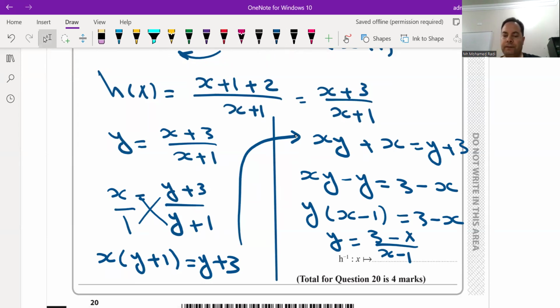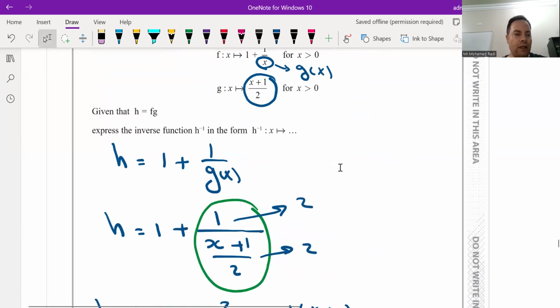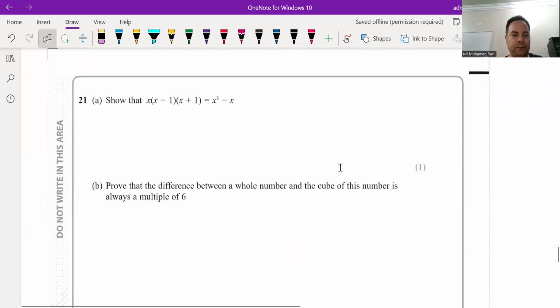This is the final answer. If we switch, maybe your answer is like this: x minus 3 divided by 1 minus x. Totally correct if we switch between. So 3 minus x over x minus 1, correct? Or switching, it will be x minus 3 over 1 minus x. It's also correct. Express the inverse of the function in this form; this is the final answer.